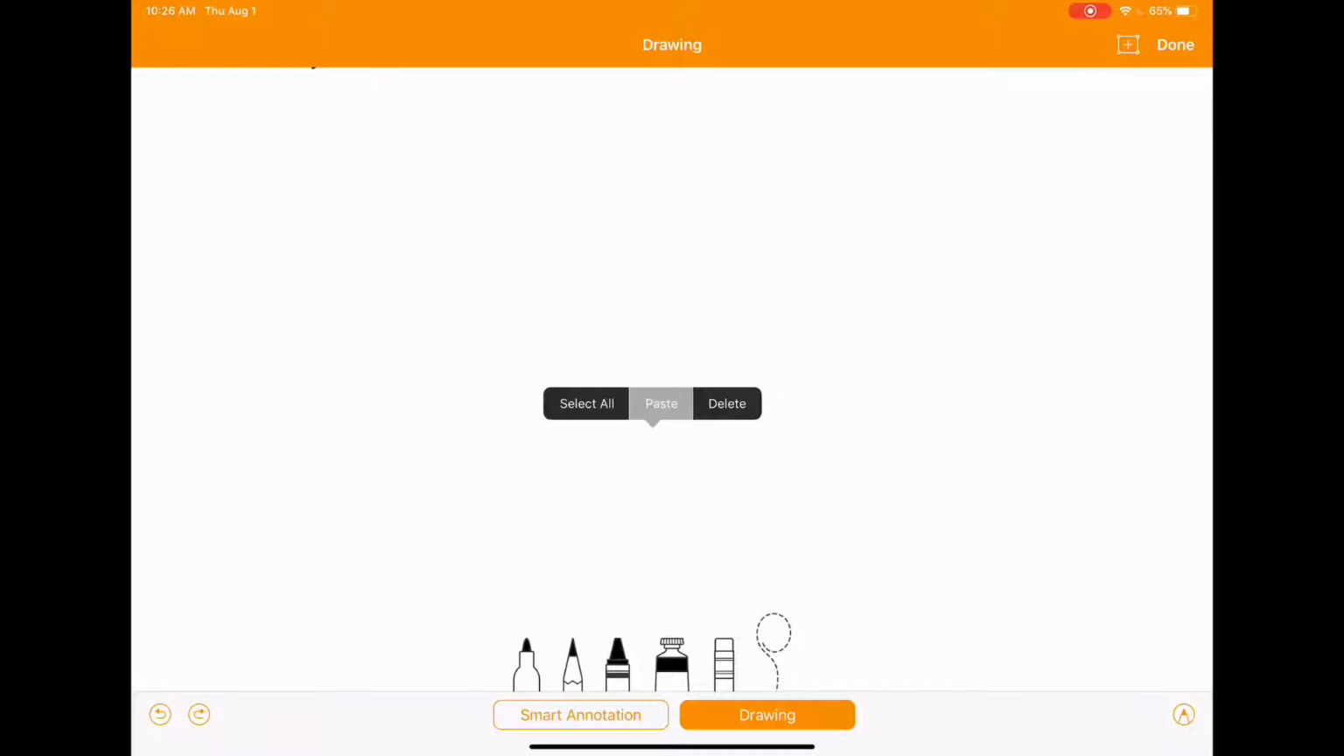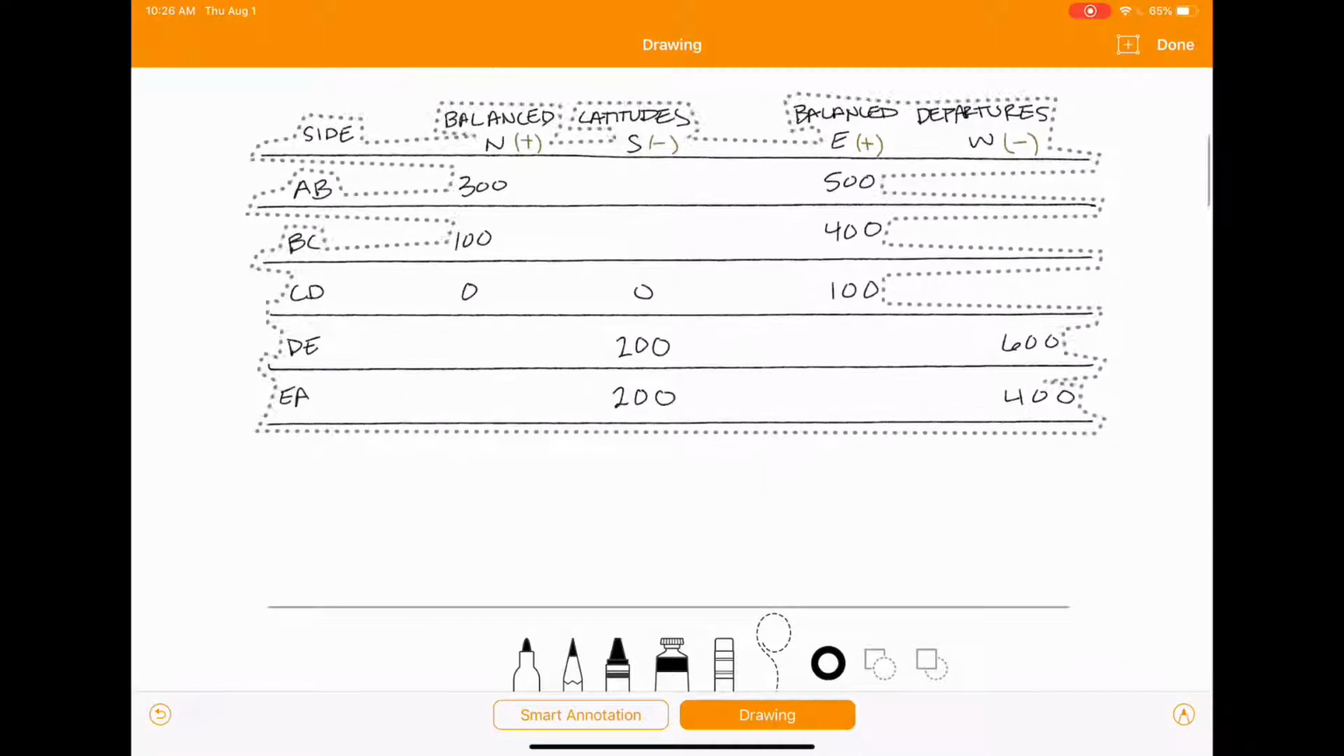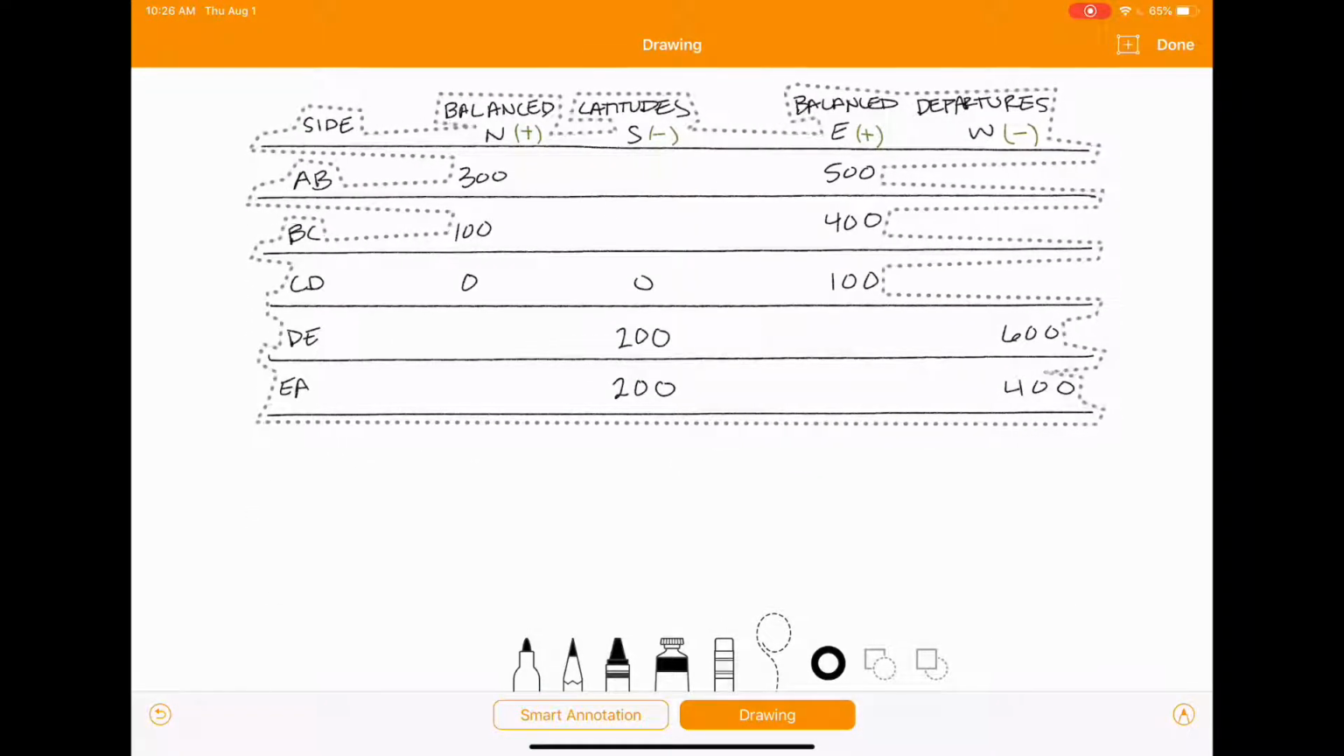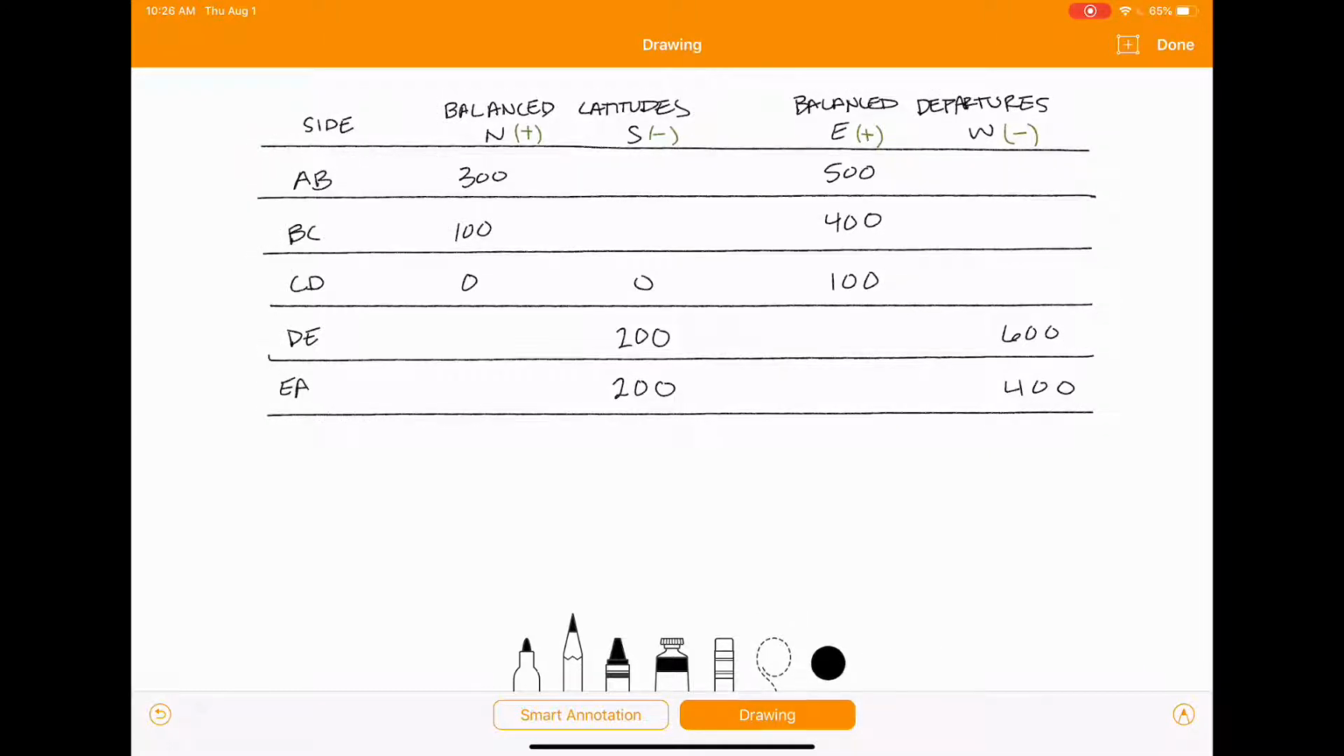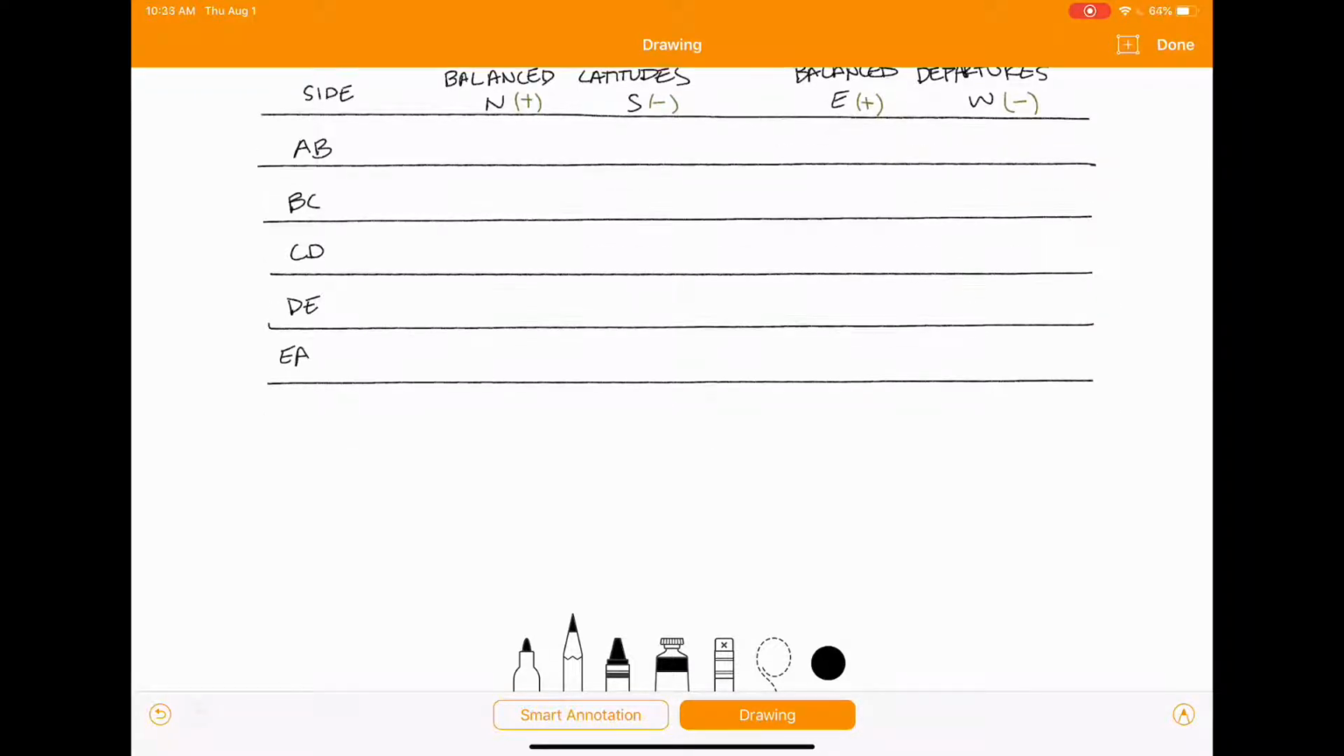So if we pull this up, this is an example of what your balanced notes will look like. And let's just go ahead and pull up different numbers. So those were the numbers that we used in the written examples, but we'll go ahead and run through a different example to give you more variety.